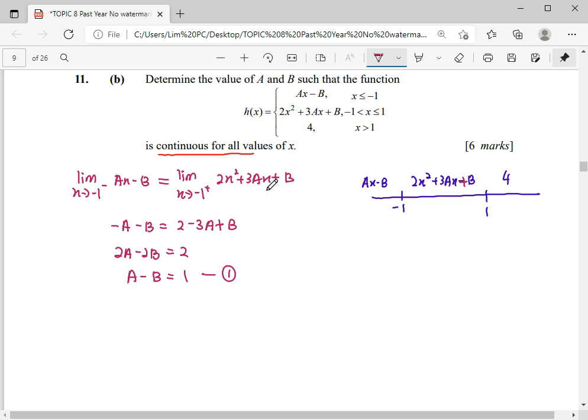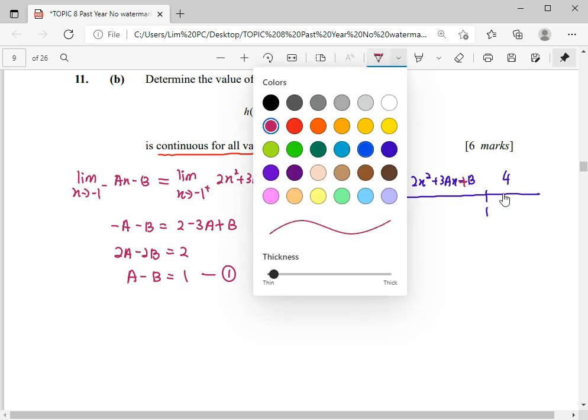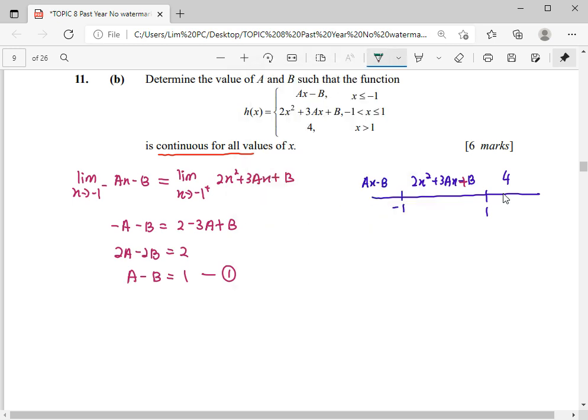Then we continue to another point, which is x equals 1. The limit for x approaches 1, left hand side, equals the limit x approaches 1, right hand side, 4. So substitute 1 inside, and then simplify it. 3a plus b equals 2.